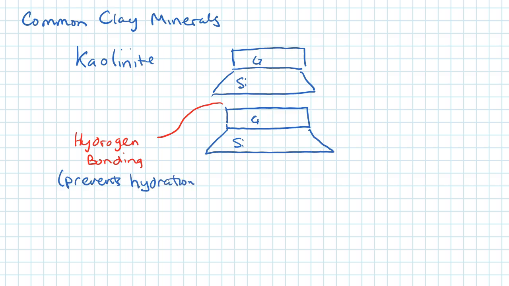Why this is important is because it prevents hydration, or basically a lot of water getting in between these sheets and causing swelling. And so kaolinite clays are clays that you don't expect to swell significantly. That's important because as we're building structures, if they're resting on clays, obviously we don't want there to be a lot of swelling or shrinking of that material. So a kaolinite clay is one that's not going to experience significant swelling or shrinking as a result of the hydrogen bonding that binds these particles together.